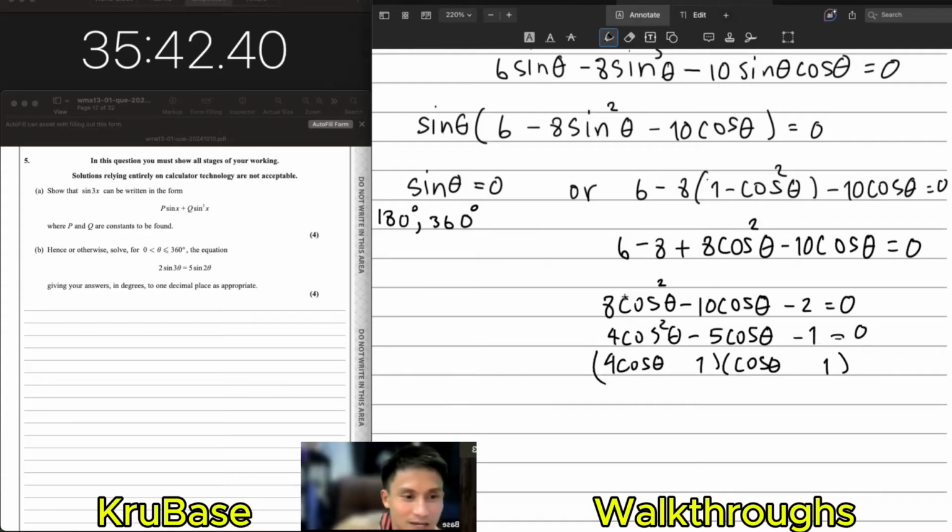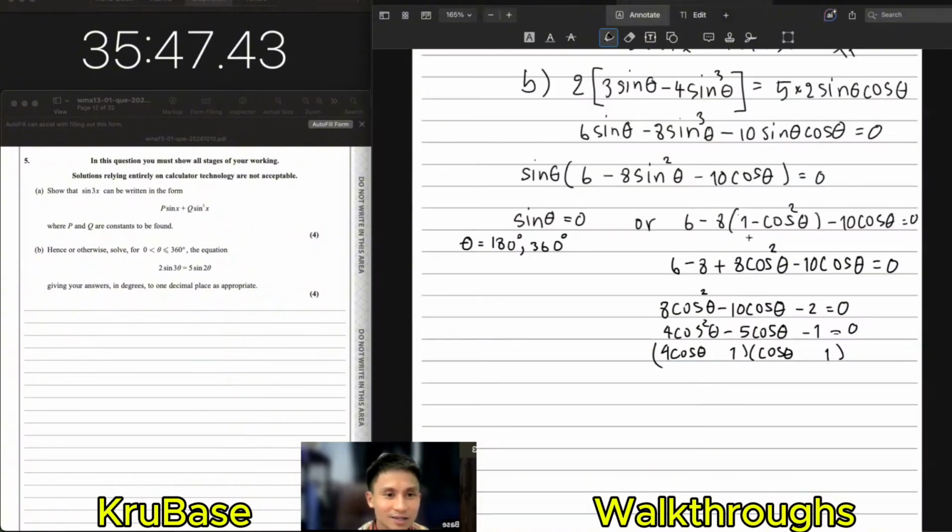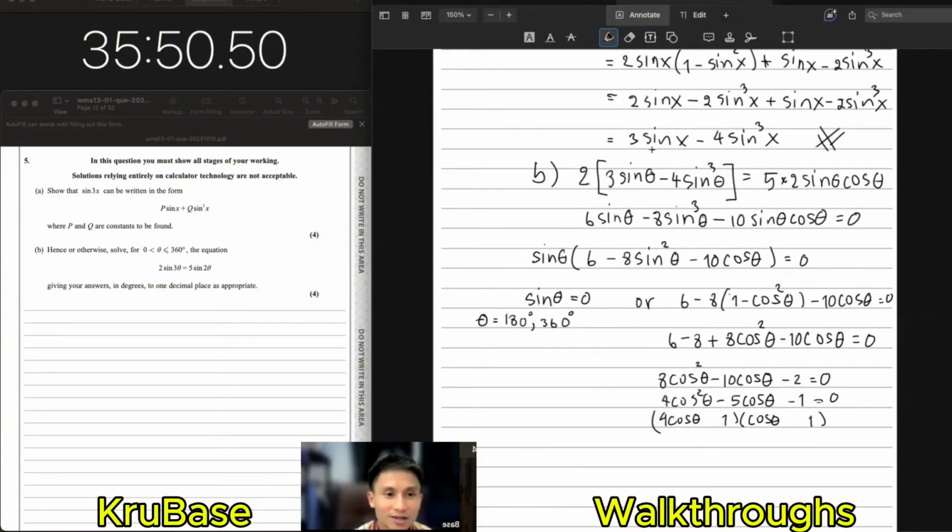But let me check my working here in case I made a mistake, right? So, okay, this is from the previous question. So 6. Okay, this is 10, so I move to the left. Okay, I get that. And this is 6 and that. Okay, I took a sine out. I get 6 minus and minus. Okay, and then this is 1 minus cos squared. I get a minus and then a plus. That should be fine.